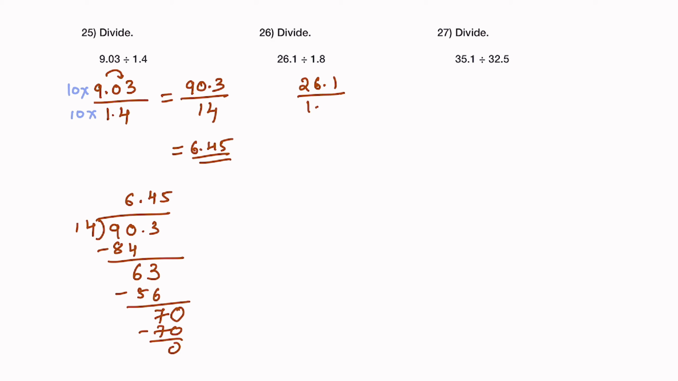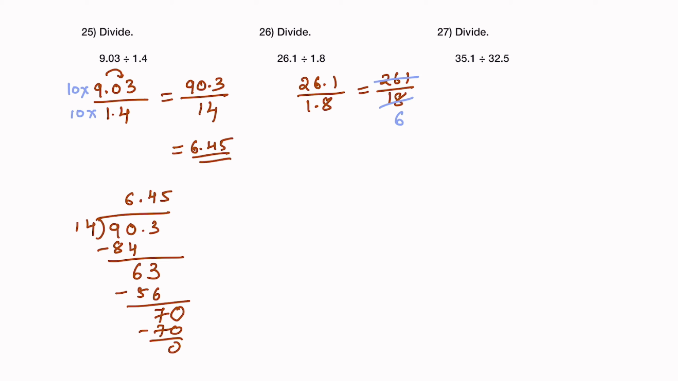Next one, 26.1 upon 1.8. Both of them have only one decimal place. So this becomes 261 divided by 18. We can divide directly 261 by 18, but just to make my calculations easier, because 18 is a bigger number, and if you don't know the times table, I'm going to take the common divisor here, which is 3, because 2 plus 6 is 8, 8 plus 1 is 9. It's divisible by 3, and 18, of course, we know that.